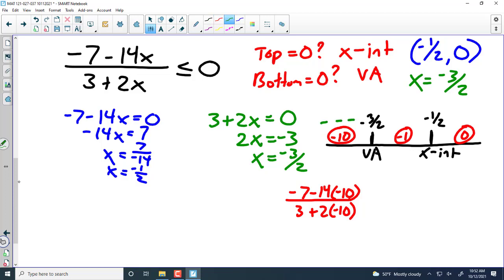Can we assume it just switches at both of these? You could try that, but I would finish it up by doing your math, especially in the testing. I mean, this is not a test, but you don't want to try and make shortcuts if you have time to do it the right way. This time I'm going to get a positive on top and a positive on the bottom.